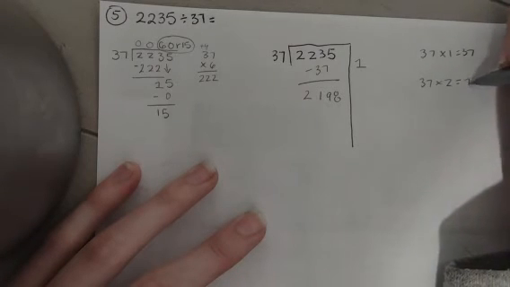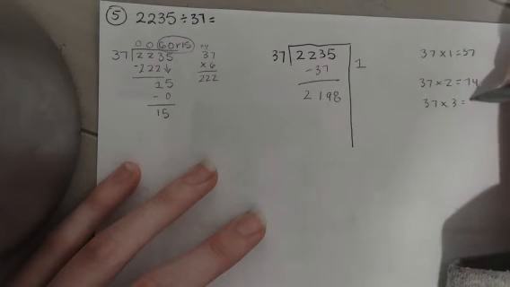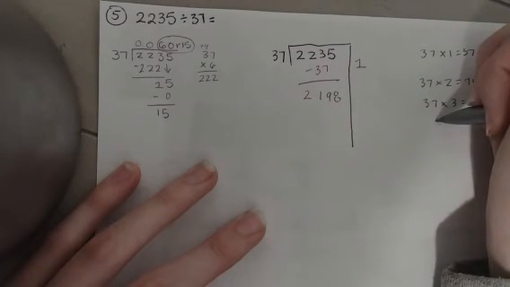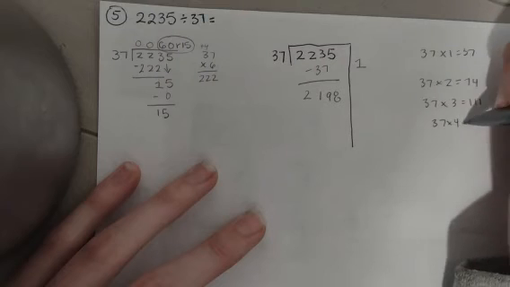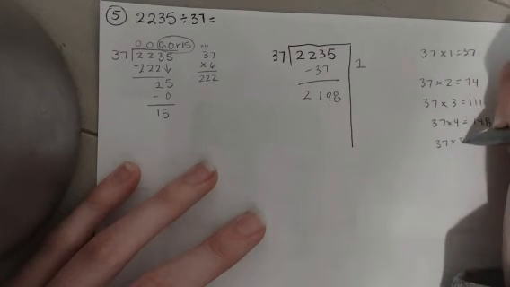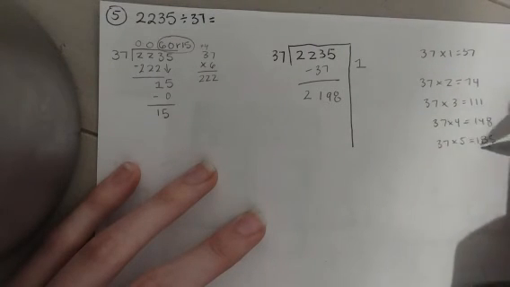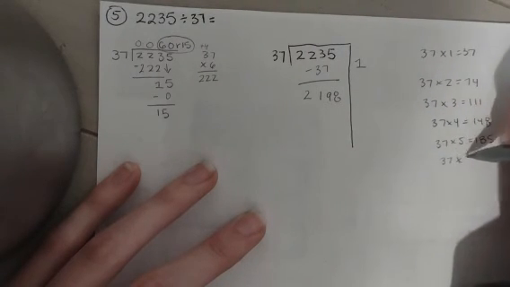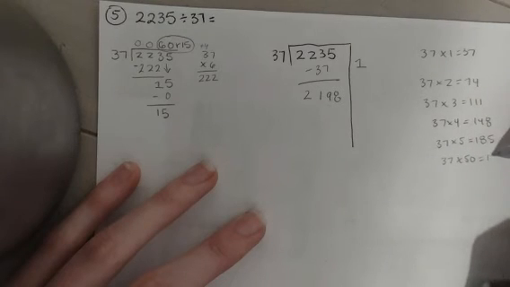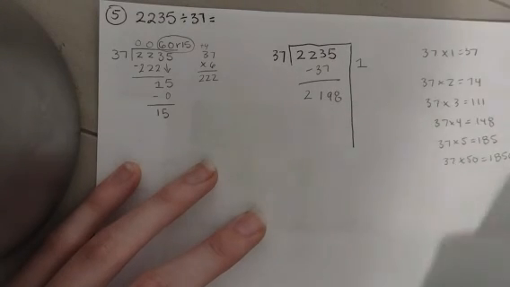Now let's see, 37 times 2. What is that? That's 74. 37 times 3, 111. 37 times 4 is 148. 37 times 5 equals 185. If this is true, we know that when you add a 0 to it, it becomes 1,850.